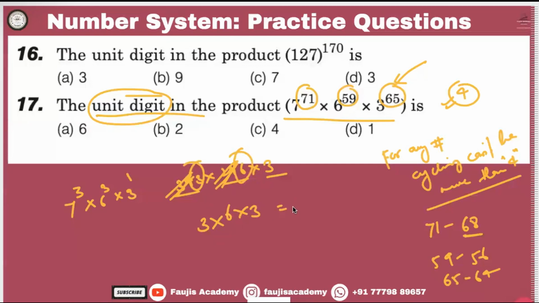54. 54 means I'm not even writing 5. I'll just write 4. That's it. Not basically equal to 4. What I am saying is that the unit digit is your 4. Right, guys. Shall we move? Yes, sir.